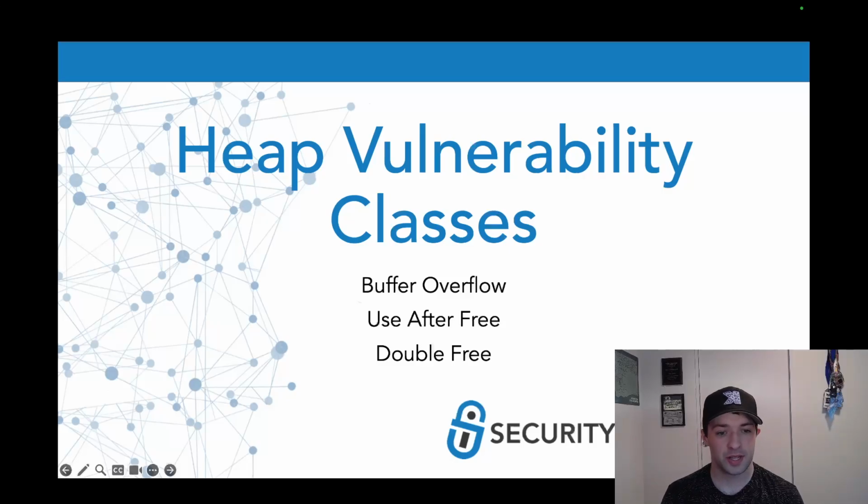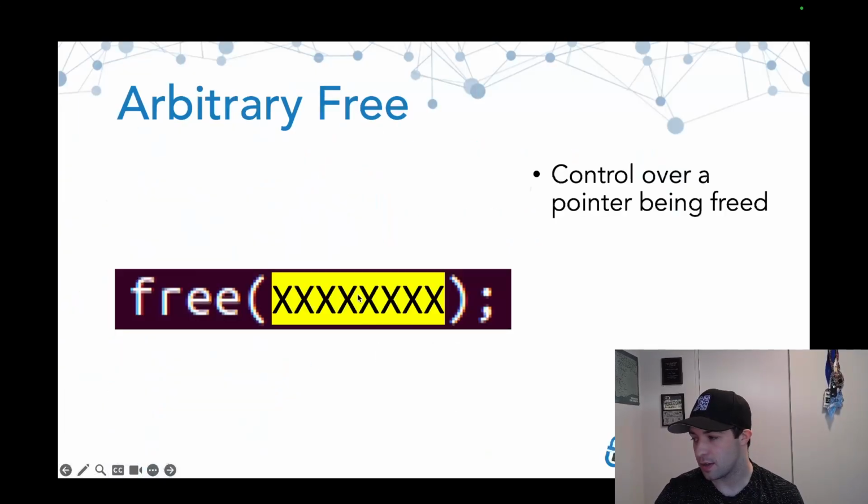There was one vulnerability class that's a little bit different that I wanted to talk about that I normally don't talk about in my course because you just don't have time for it. And this is arbitrary free. Arbitrary frees are when you have control over the pointer being freed. And this can be because of a buffer overflow into a pointer or an out-of-bound indexing issue.